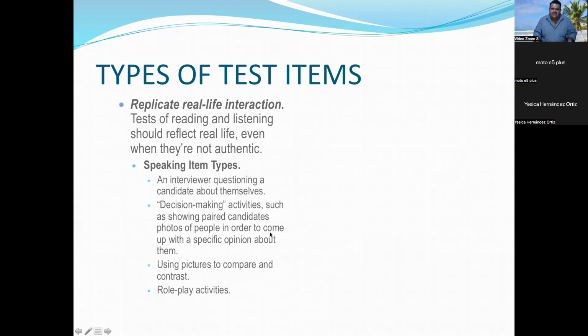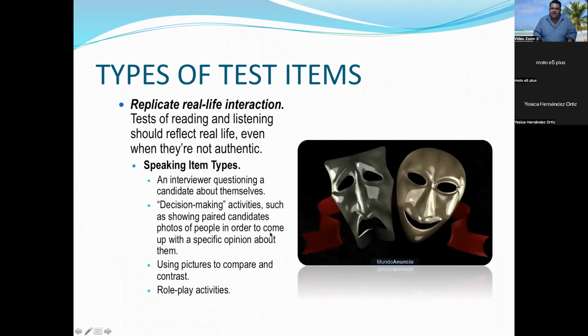Number 2 characteristic. Replicate real life interaction. Speaking item types. Can you read, Paula? An interviewer questioning a candidate about themselves. Number 2, decision-making activities such as showing pair candidates photos of people in order to come up with a specific opinion about them. Number 3, using pictures to compare and contrast. And number 4, role play activities.